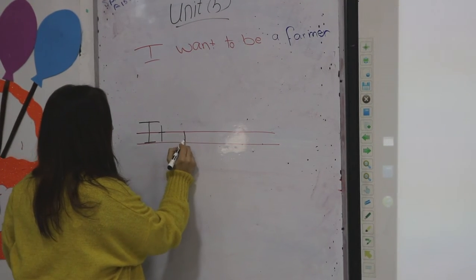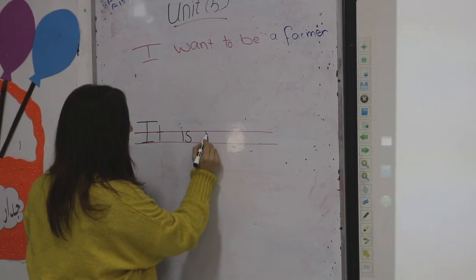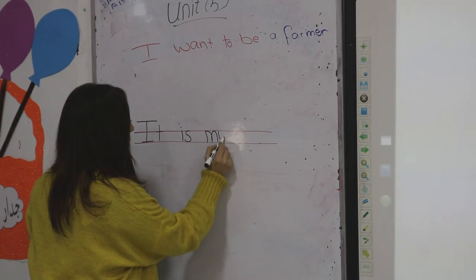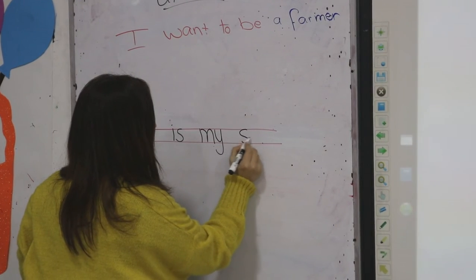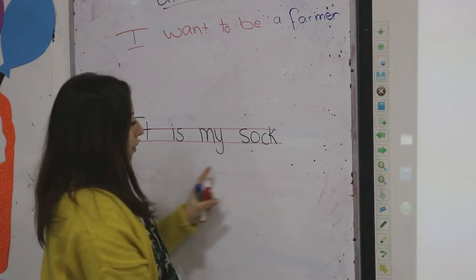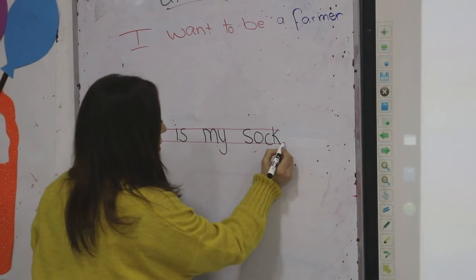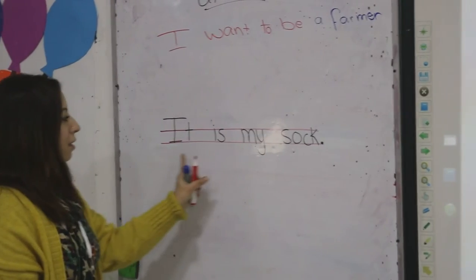It is, then space, my, then leave a finger space, sock. And don't forget, when we finish writing the sentence, we have to put a full stop at the end of any sentence. It is my sock.